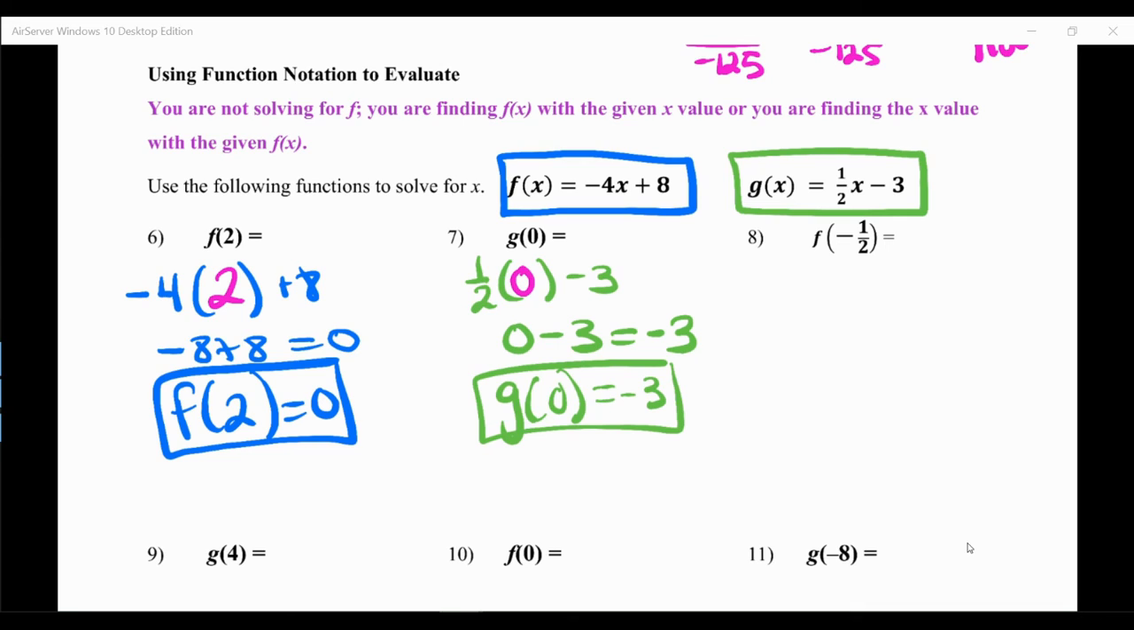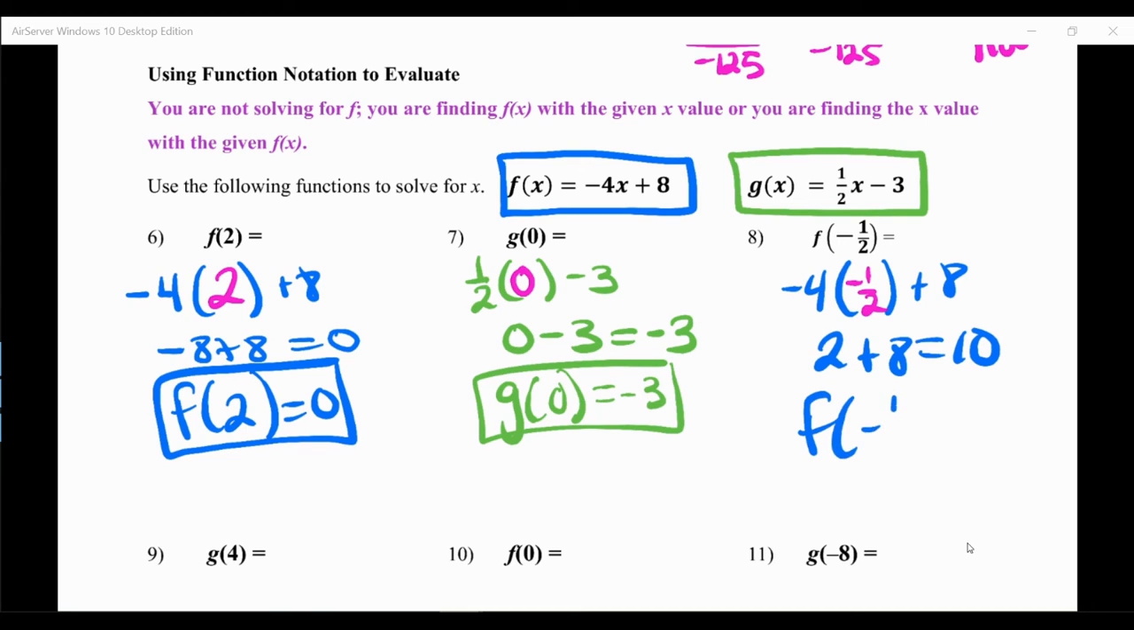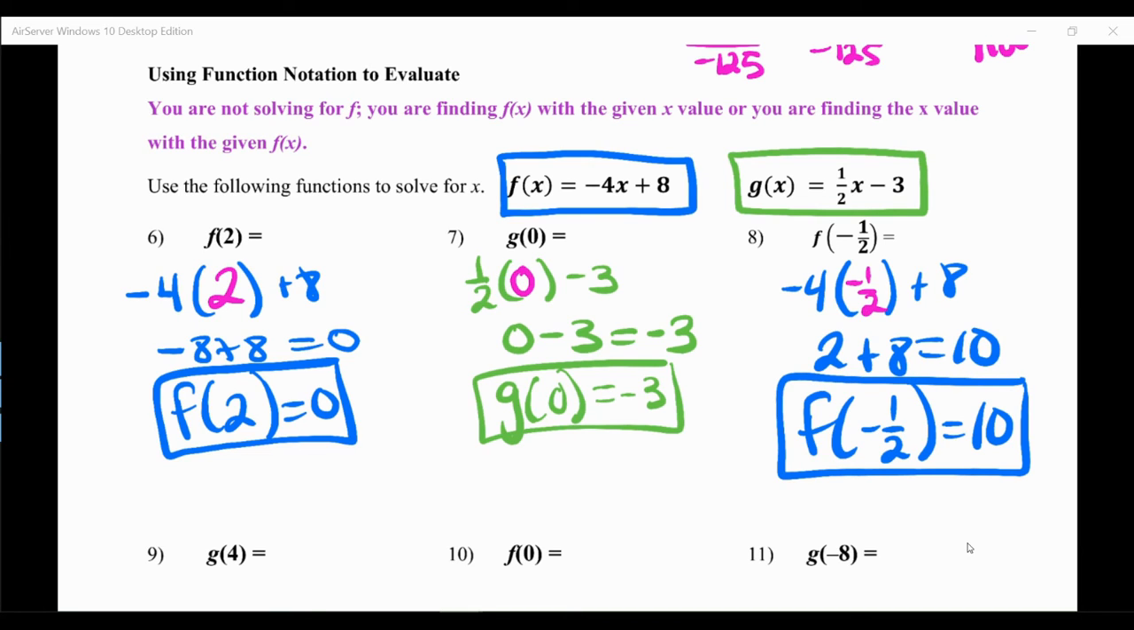Evaluate f of negative 1/2. What is the value of the function when x equals negative 1/2? Negative 4 times negative 1/2 is positive 2. And 2 plus 8 is 10. I'm just going to quickly rewrite these functions so I can see them when we do the next row of problems.